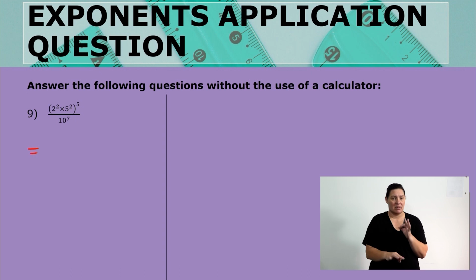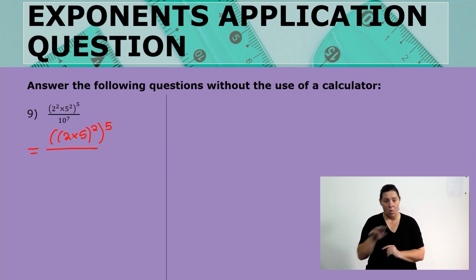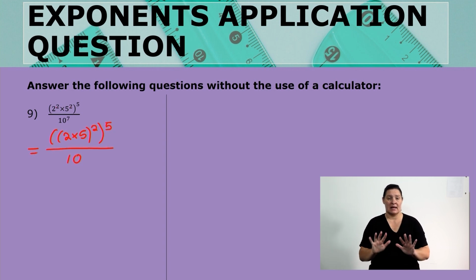So, just to simplify the expression, I am going to say this is 2 multiplied by 5, and because they have the same exponent, we are going to raise the whole product to the exponent 2, but now everything in the bracket is raised to the exponent 5. This is all divided by 10 to the exponent 7.